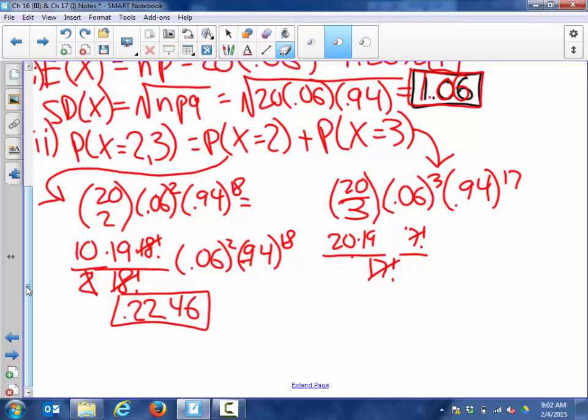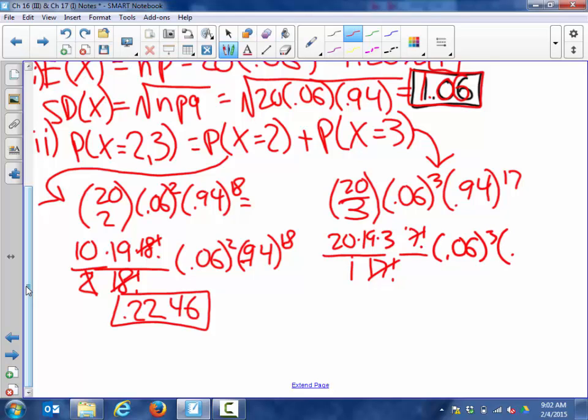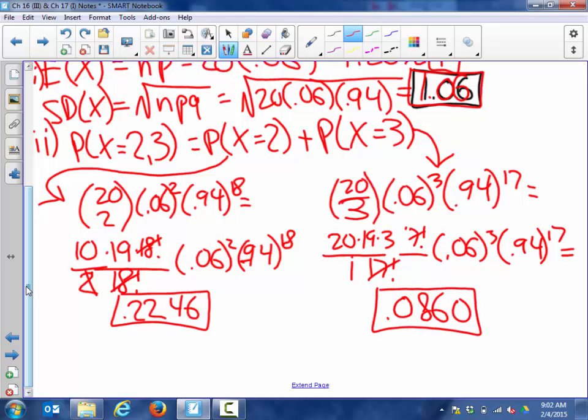3 factorial is 3 times 2 times 1, which is 6. The 18 and the 6 cancel here to leave us with 20 times 19 times 3. There's a 1 left on bottom, times your 0.06 to the 3rd, times 0.94 to the 17th. Well, this simplifies to give us 20 times 19 times 3 times 0.06 to the 3rd, times 0.94 to the 17th, which is 0.0860.